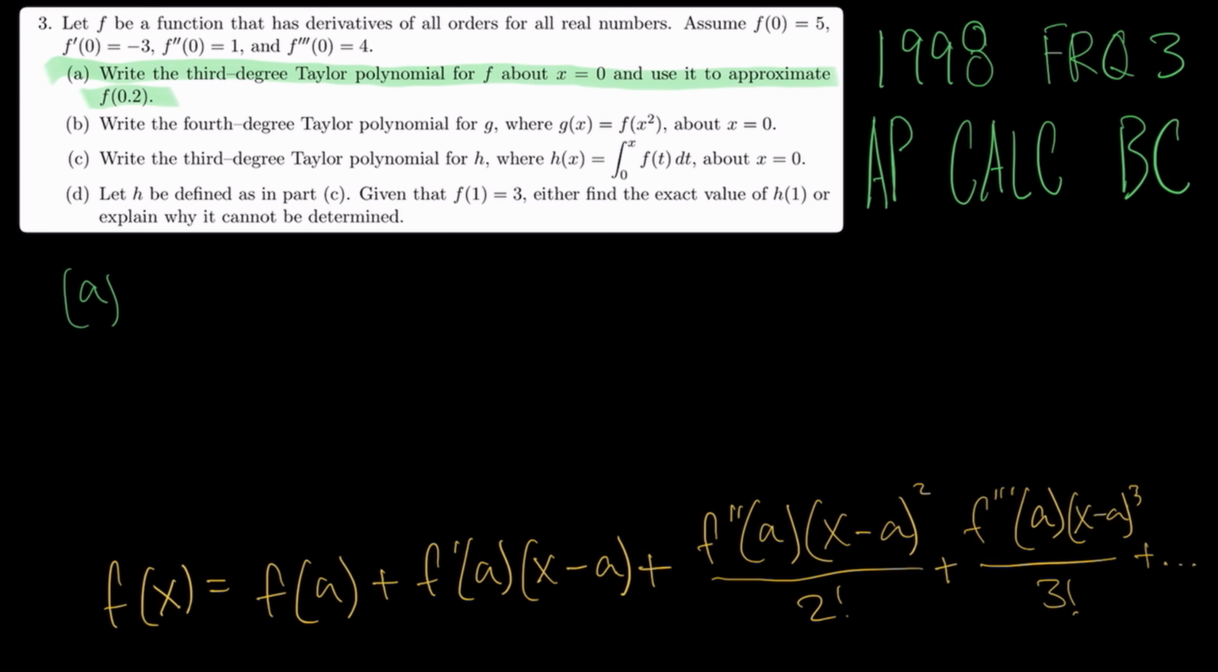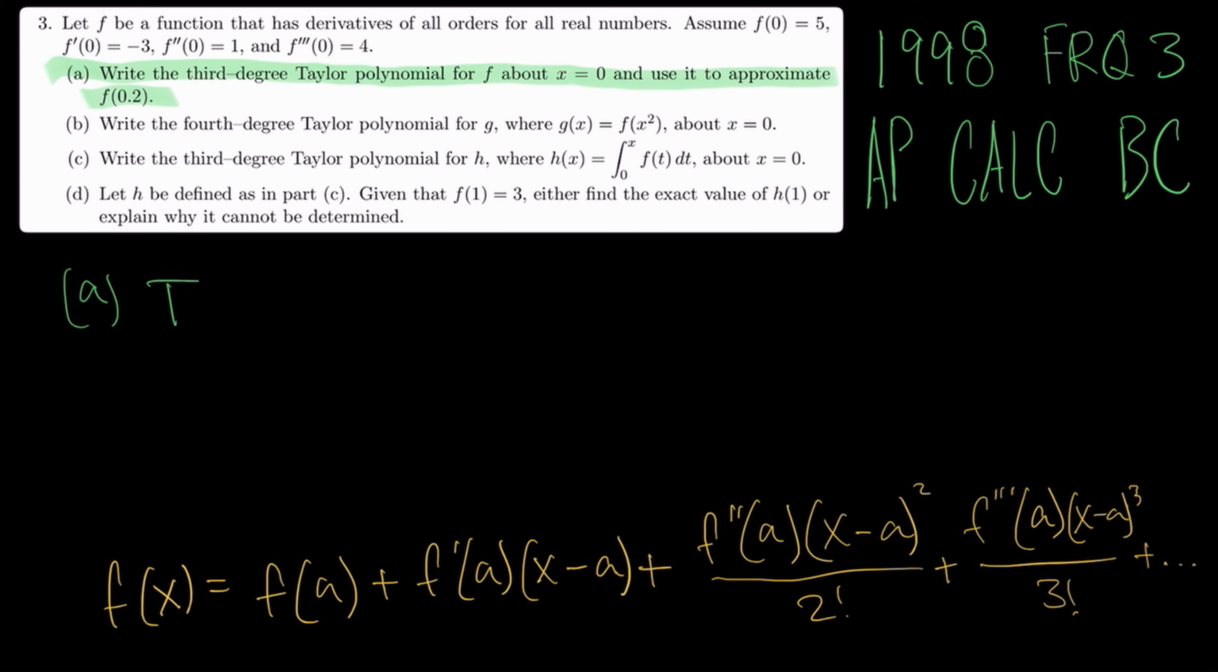We know that our center will be 0 because, quite obviously from the problem, they give us the most information about f from 0. So that is the information we will use, and they ask us to write a Taylor polynomial for f about x equals 0. So let's just do this.